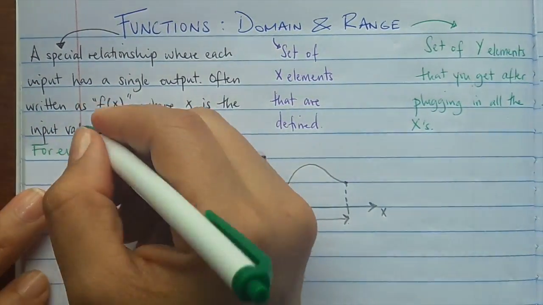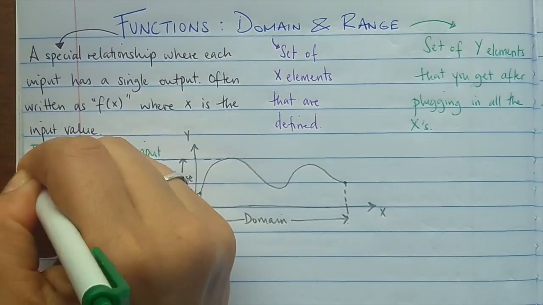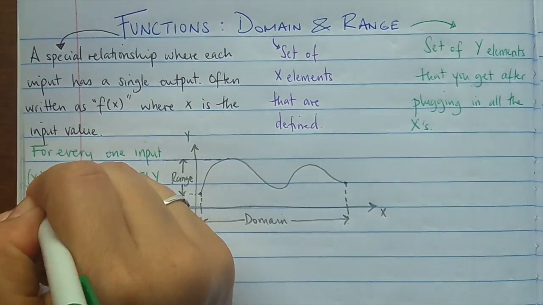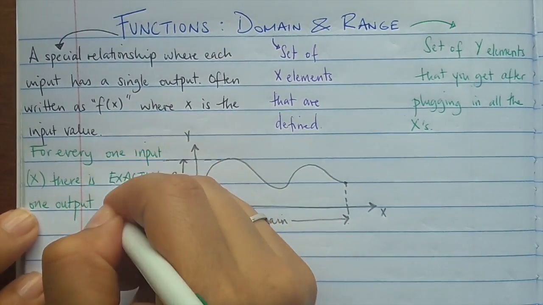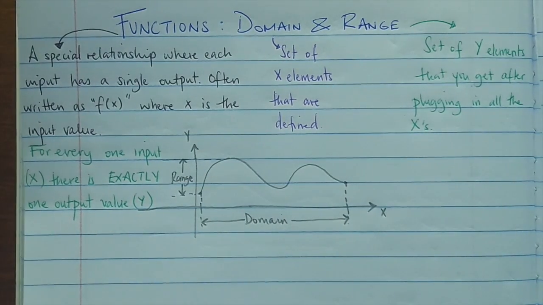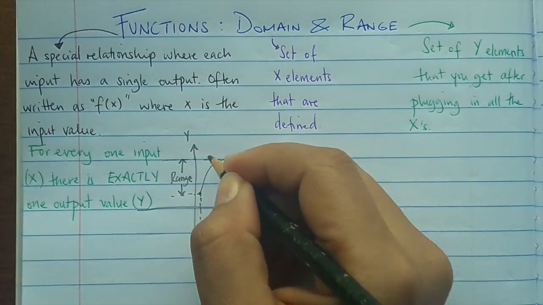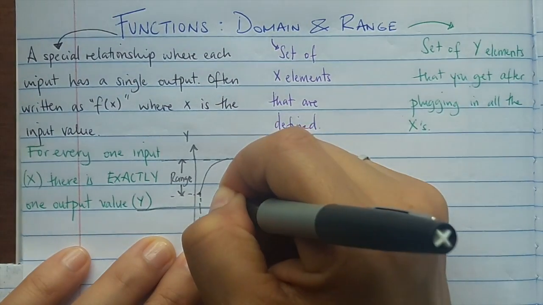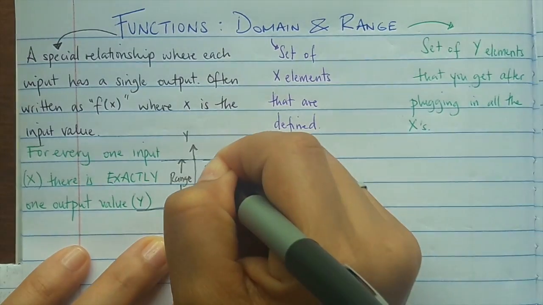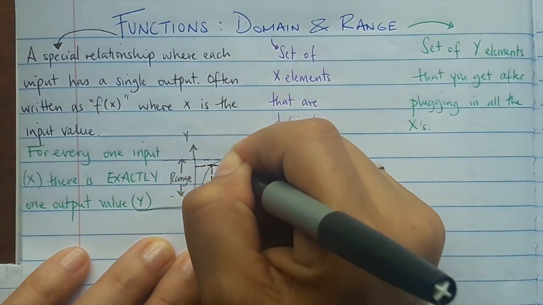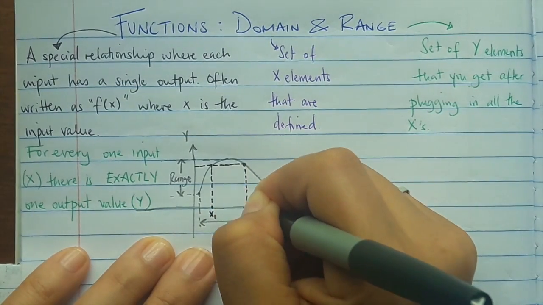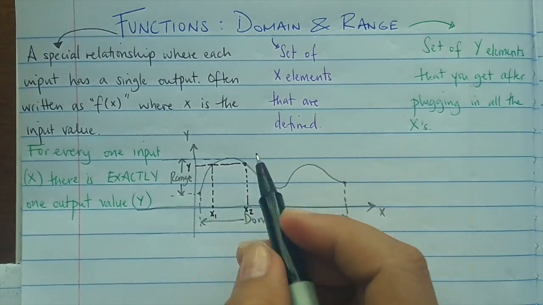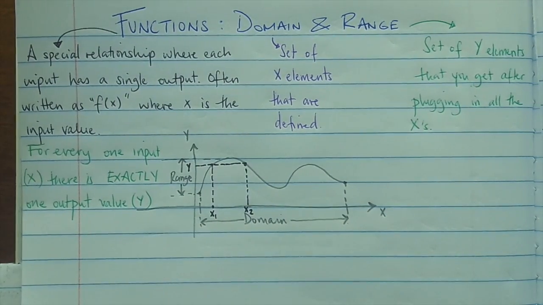Alright, we're going to take a look at a couple of examples. But just to let you know, for every one input of x there is exactly one output value of y. That's really the key thing that you need to remember. So if I pick a point anywhere on this graph, I'm going to get one output of y. It's okay for me to pick another point and get that same output of y. But what I cannot do is pick one x and find two y's. That's really what I'm trying to say.